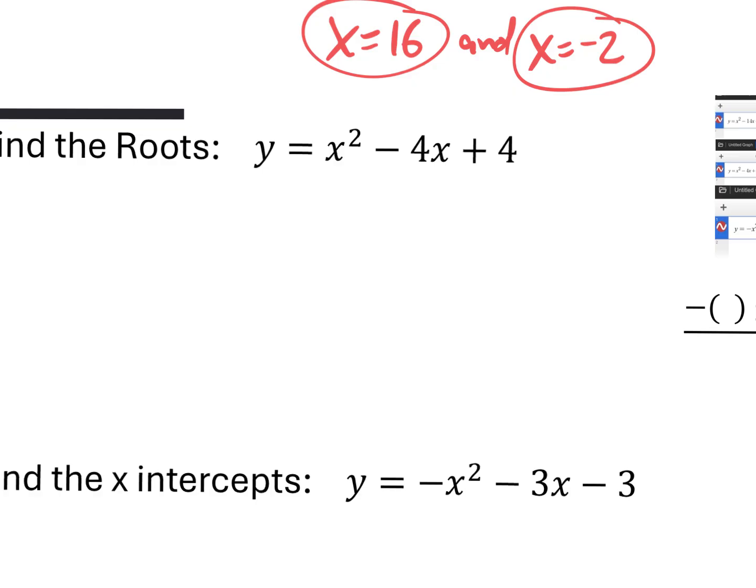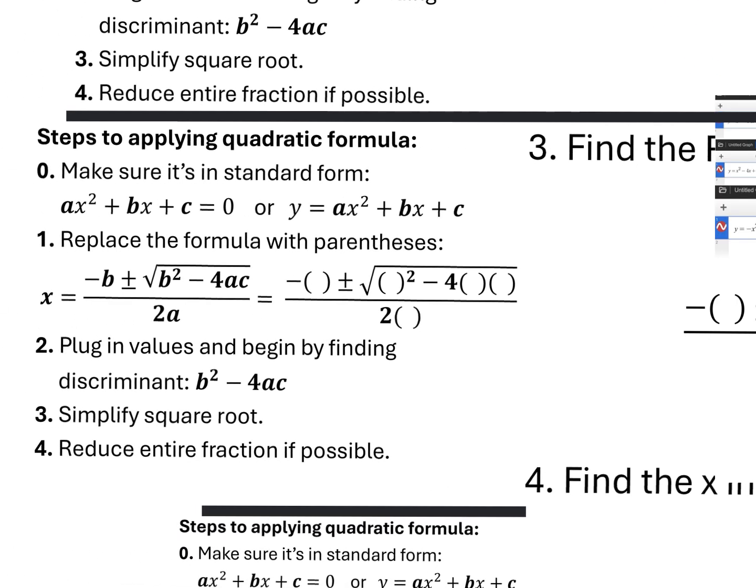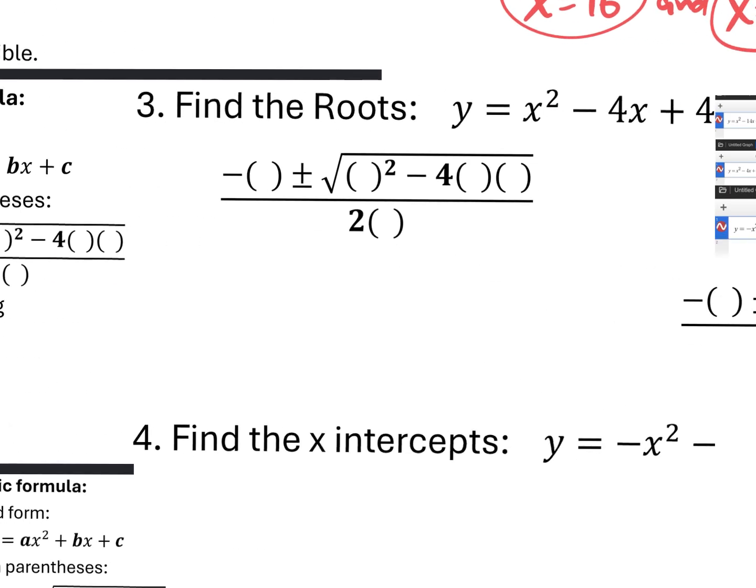So let's begin by rewriting our quadratic formula. The quadratic formula is right here. Negative b plus or minus square root of b squared minus 4ac all divided by 2a. And we're just going to write this part with parentheses right here, okay? And we're going to plug in the a value of 1, the b value of negative 4, and the c value of positive 4. So let's start with the b value of negative 4 right there and right there, the a value of 1 right there and right there, the c value of 4 right there.